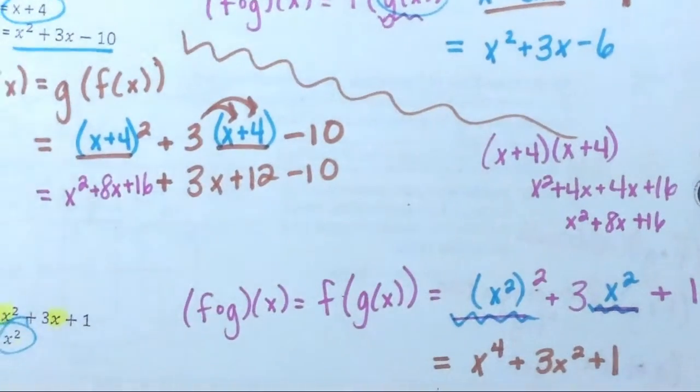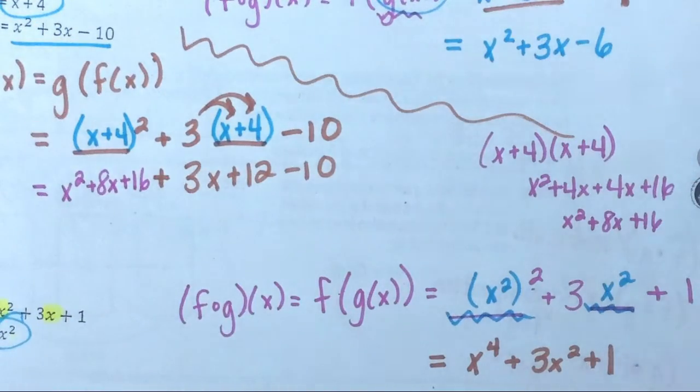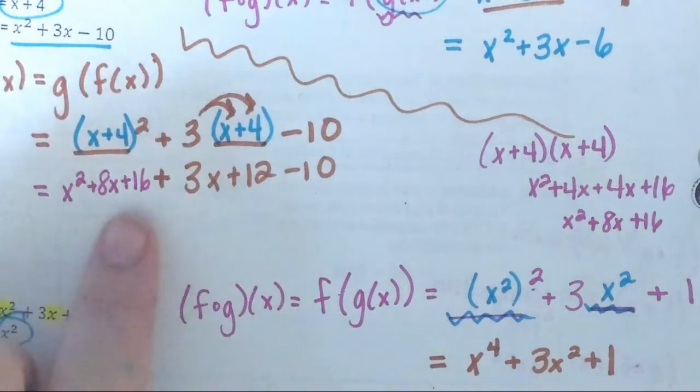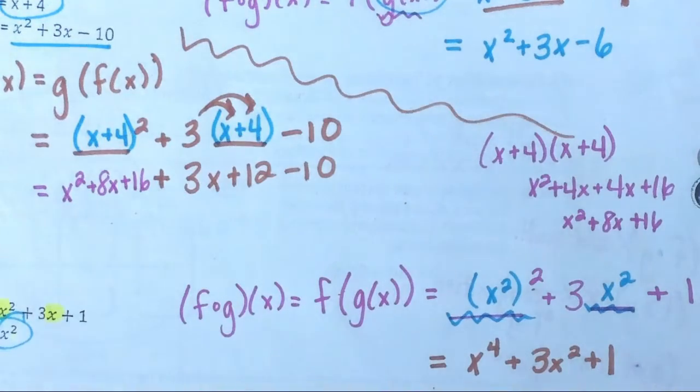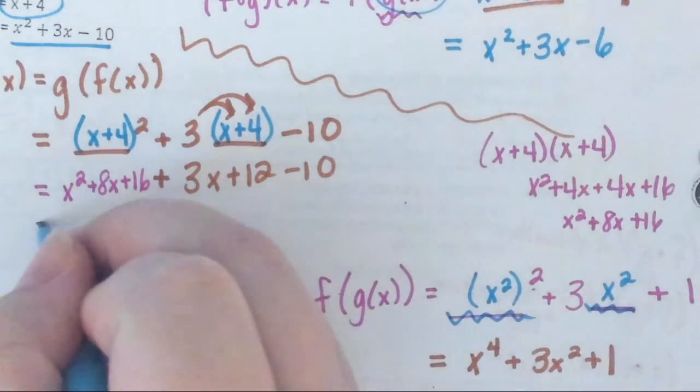So x squared plus 8x plus 16. But again, if Gracie hadn't put it in parentheses, she probably just would have done 4 squared and just had x plus 16. Instead of x squared plus 8x plus 16. So we can see how Gracie made 2 different errors, all because she didn't use parentheses.